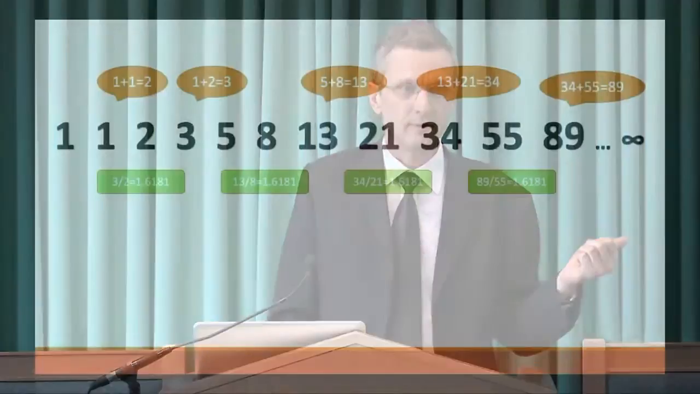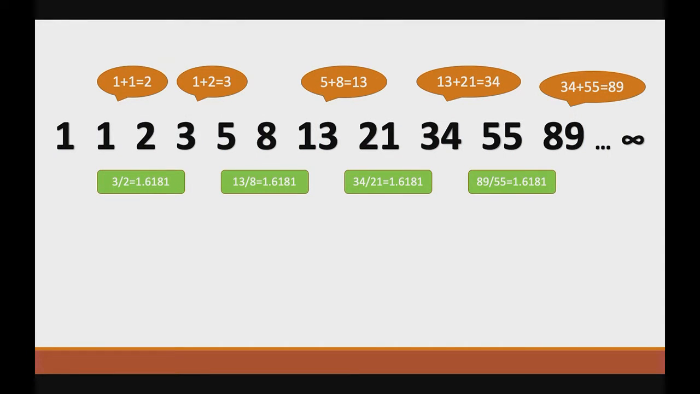If you divide any number by the previous one, you will find 1.618. Any numbers you divide, you have the same answer. These numbers are known as the Fibonacci sequence or the golden ratio. All golden numbers.